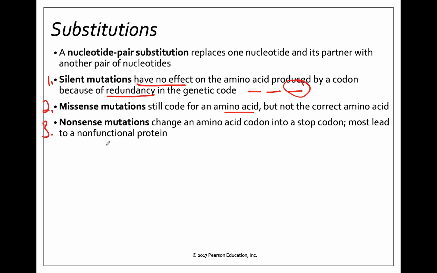The third type of substitution is called a nonsense mutation. So this is going to change from coding for an amino acid into coding for a stop codon. So instead of coding for glutamate, if we changed it from glutamate to a stop codon, then we would end up with a really short protein. It would be completely non-functional. It would stop there instead of making the rest of the protein, and this is going to be a non-functional protein.